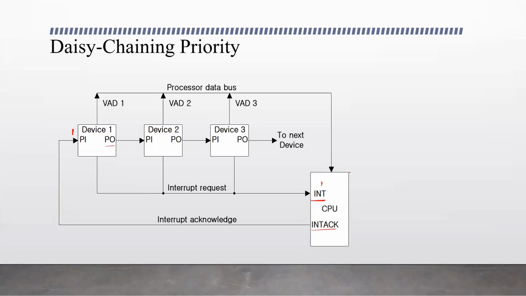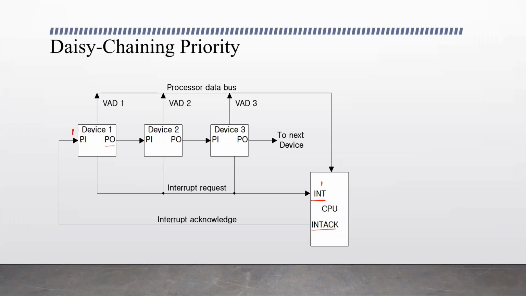And when a particular device, or one or two devices, want to request an interrupt from the CPU, they enable this line. When the CPU receives that interrupt signal, it acknowledges or responds to that interrupt by enabling the interrupt acknowledge signal, which is received by the devices as priority input. Every device receives this and passes it on to the other device if that particular device does not have an interrupt request. If it has an interrupt request, it will block it. It will not pass it to the other device.